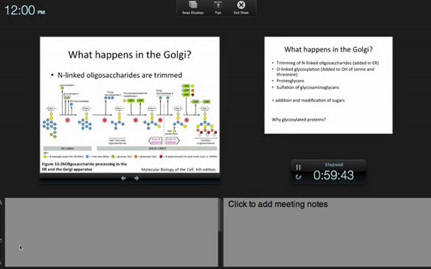And this is useful if you're trying to study where your protein is, because you can use an endoglycosidase that specifically recognizes high mannose sugars and examine whether or not your protein is in the ER or earlier in the Golgi or not. Yes?